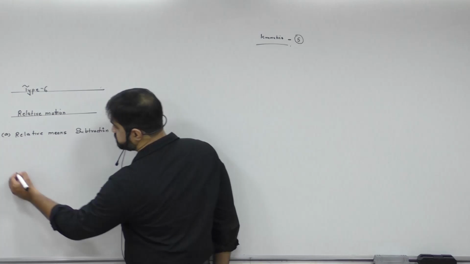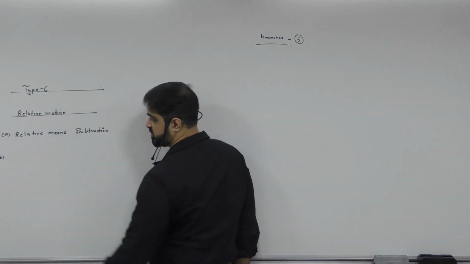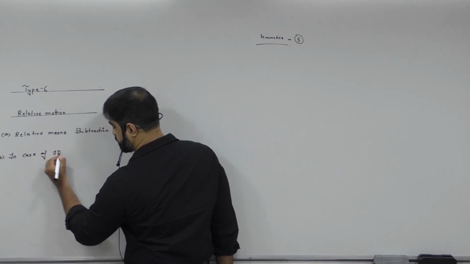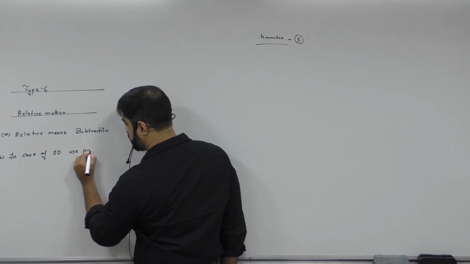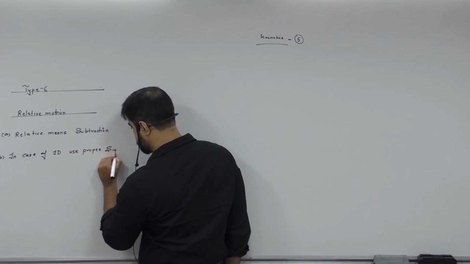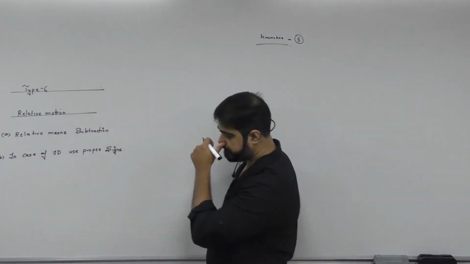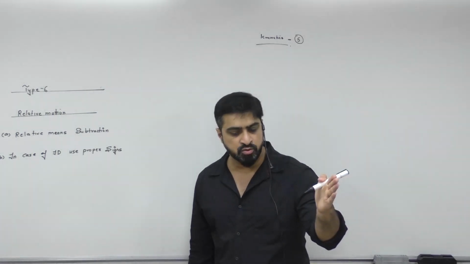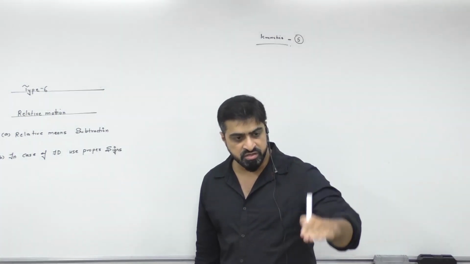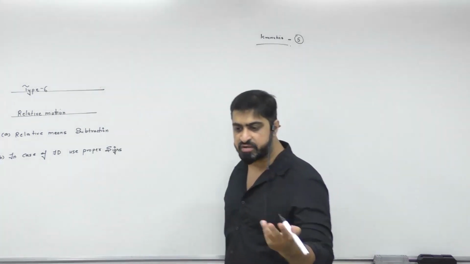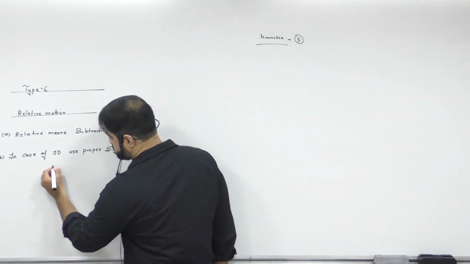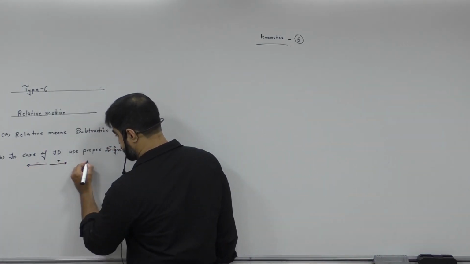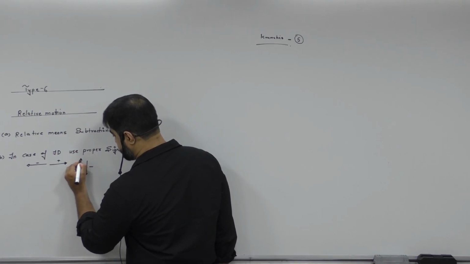Second point, in case of one dimension, use proper signs. Means what? It's going towards right, it is plus, and it's coming towards left, it is minus. Down it is minus, up it is plus. So whatever you set up in your mind, that is very important. That this direction is plus, this direction is minus.